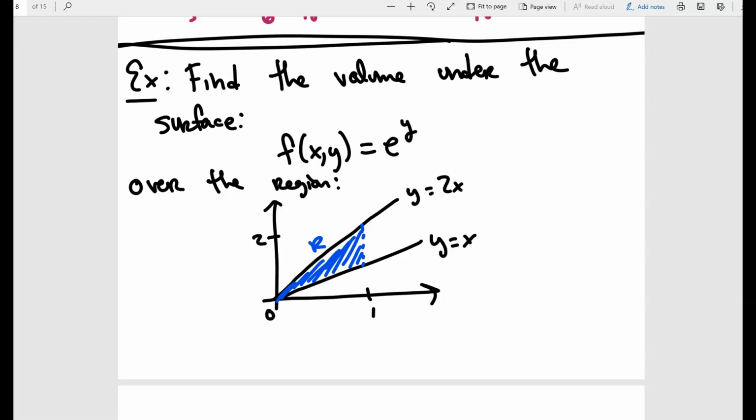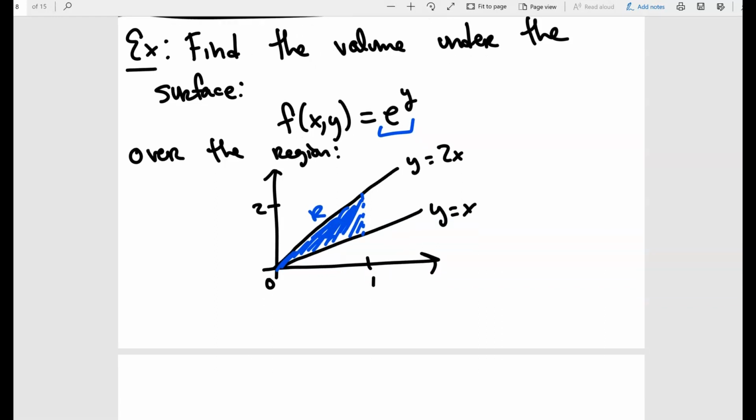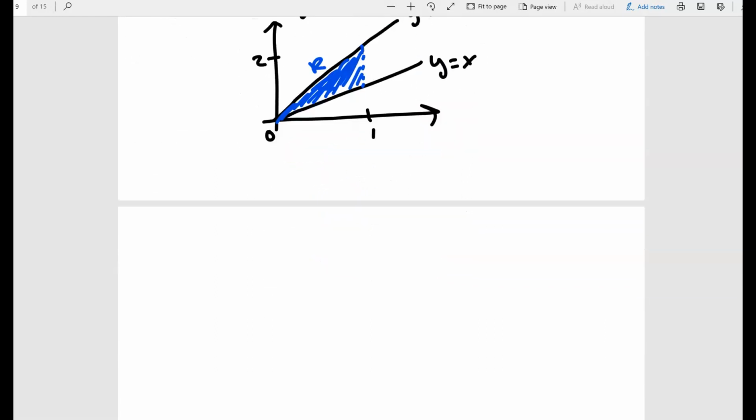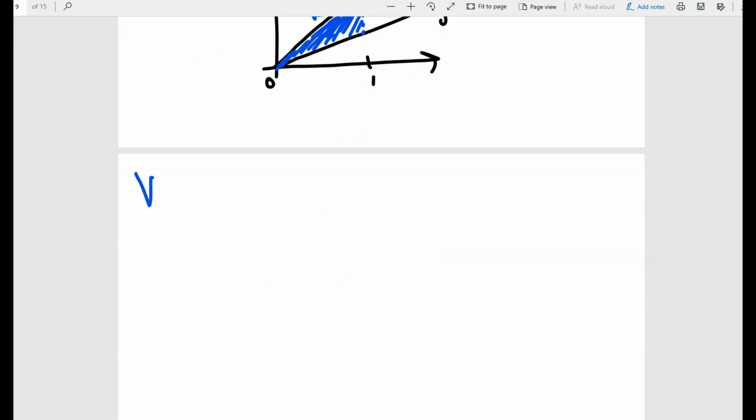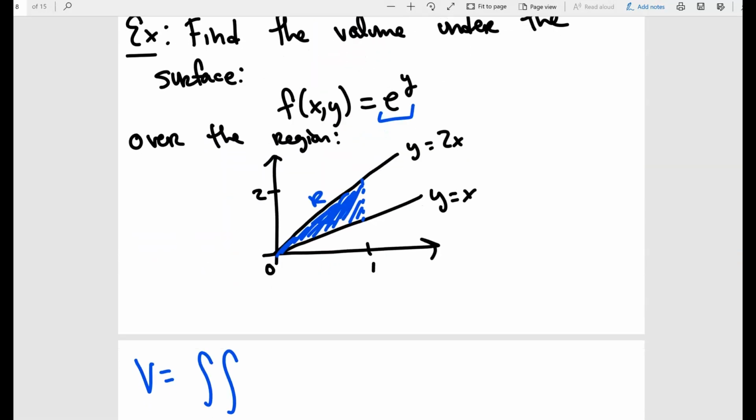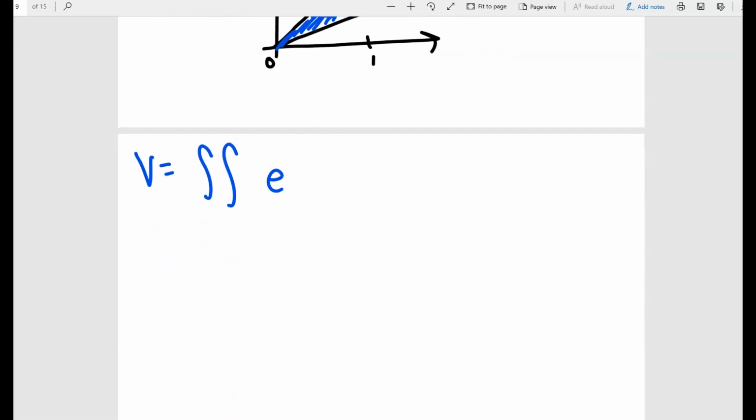Okay, all right, so we want to find the volume under the surface. So this guy is in three-dimensional space, and we want to use this region. If you want to try it, try it. If not, I'm going to go ahead and do it. So the volume of this guy is going to be the double integral of the function. Now, what's the function in this case? It's going to be e to the y. Okay, notice that we want dy first.